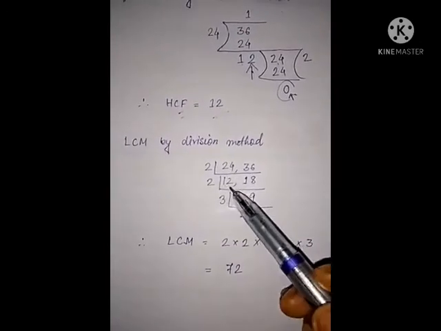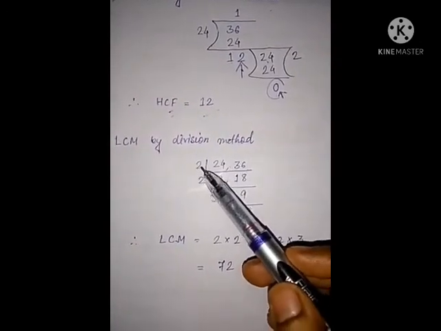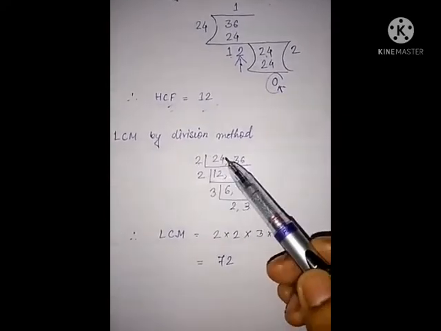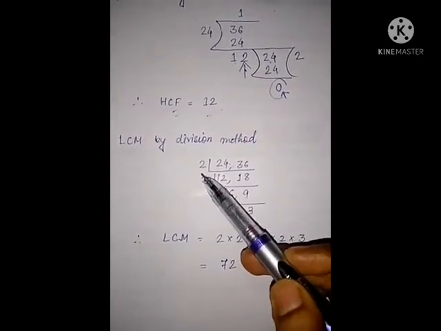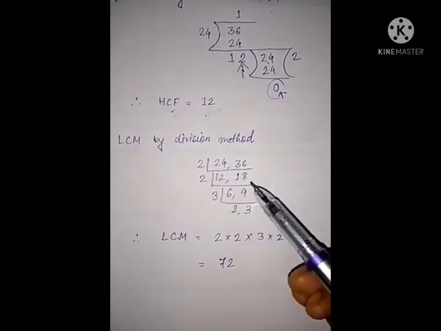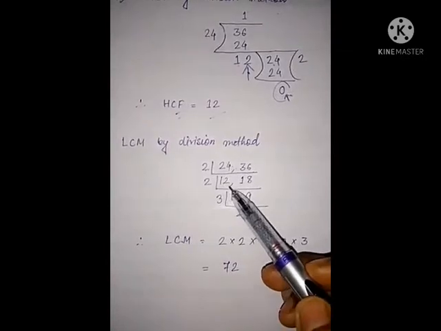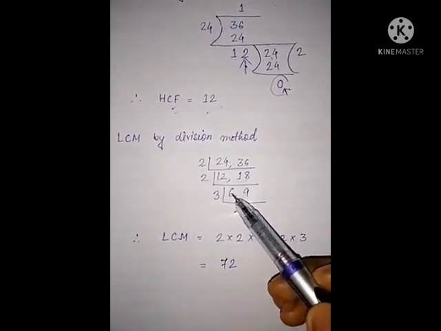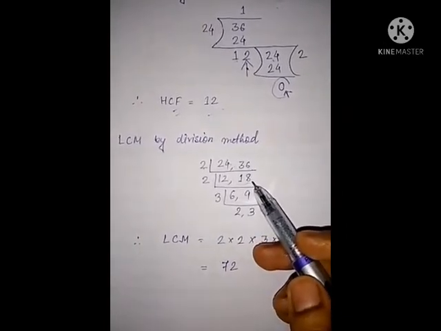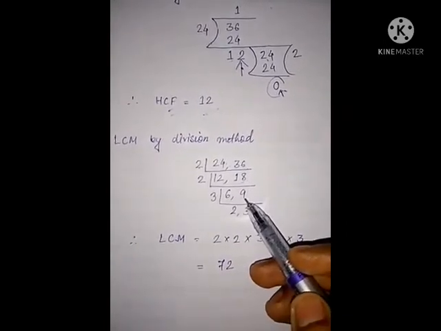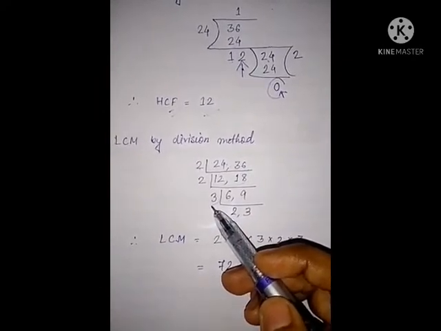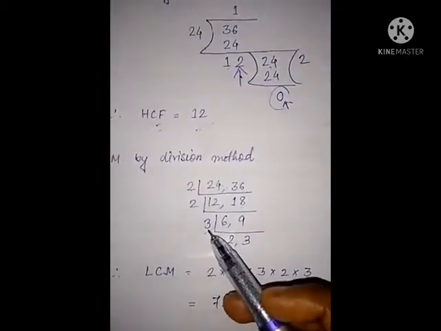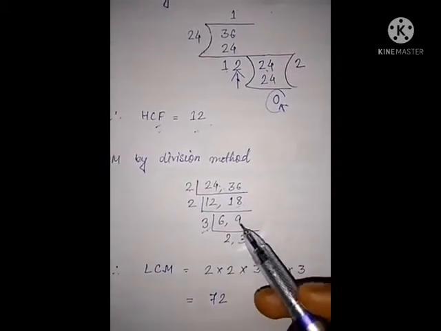So you have to write like this. I have used the smallest prime factor because both the numbers are divisible by 2. 2 12s are 24, 2 18s are 36. Again 12 and 18 are divisible by 2, so I have used 2 here. 2 6s are 12, 2 9s are 18, and 6 and 9 both are divisible by 3. So I have used the next prime factor here, 3. 3 2s are 6, 3 3s are 9.